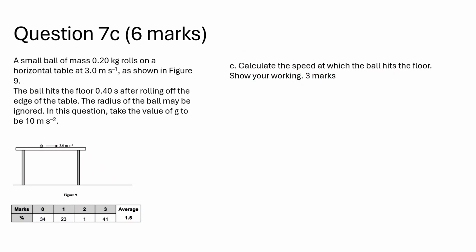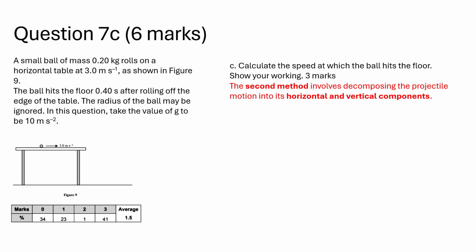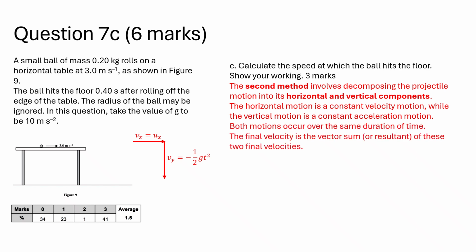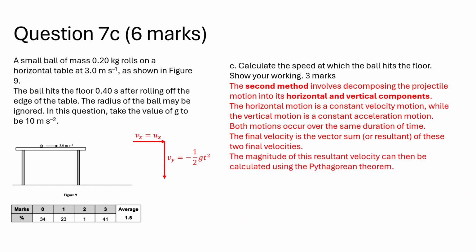The second method involves decomposing the projectile motion into its horizontal and vertical components. The horizontal motion is a constant velocity motion, while the vertical motion is a constant acceleration motion. Both motions occur over the same duration of time. The final velocity is the vector sum, or resultant, of these two final velocities. The magnitude of this resultant velocity can then be calculated using the Pythagorean theorem.